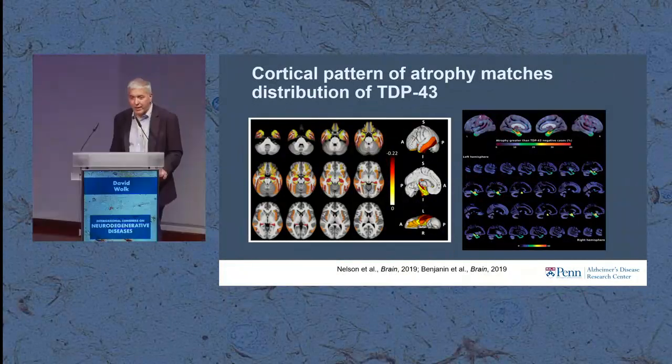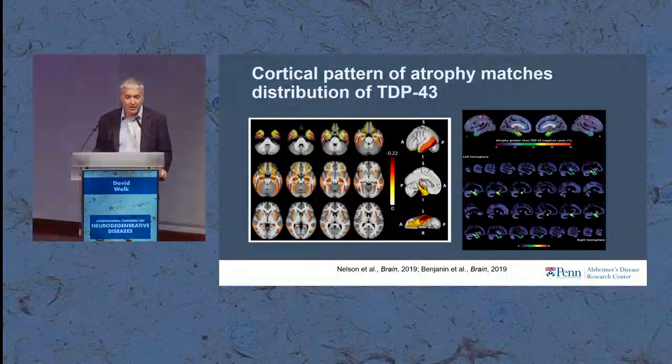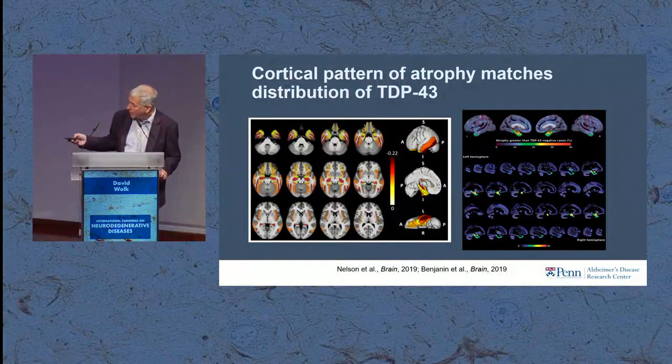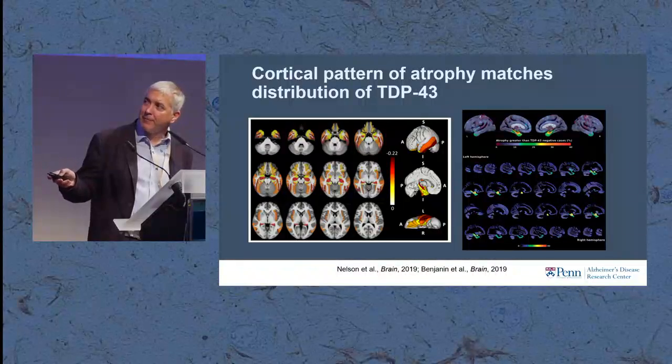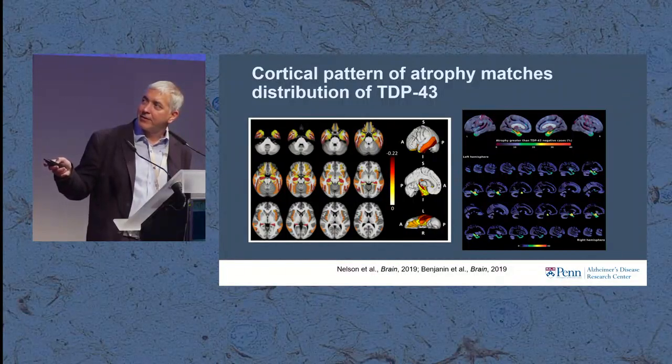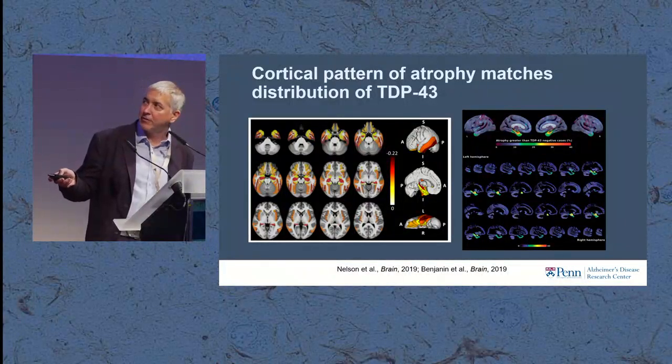And when LATE is looked at in terms of its imaging findings, it really does seem to match where there's TDP-43 in the brain. This is from the Rush cohort, and this is postmortem imaging. Basically, the more yellowish the color is, the more severe the atrophy is. And you see this anterior medial temporal atrophy as the most severe region, followed by orbital frontal cortex, really fitting with where you see the pathology of the disease.